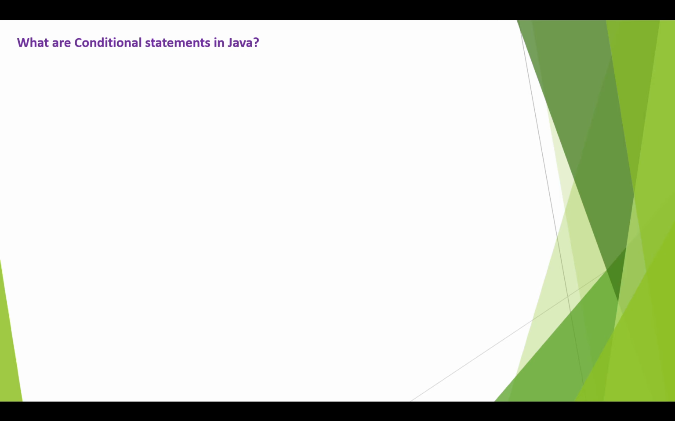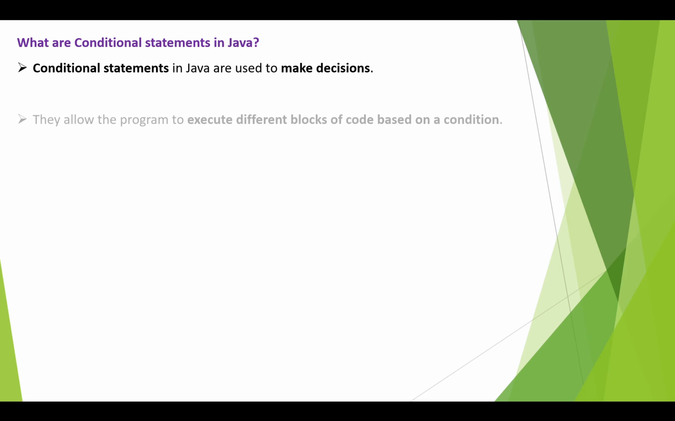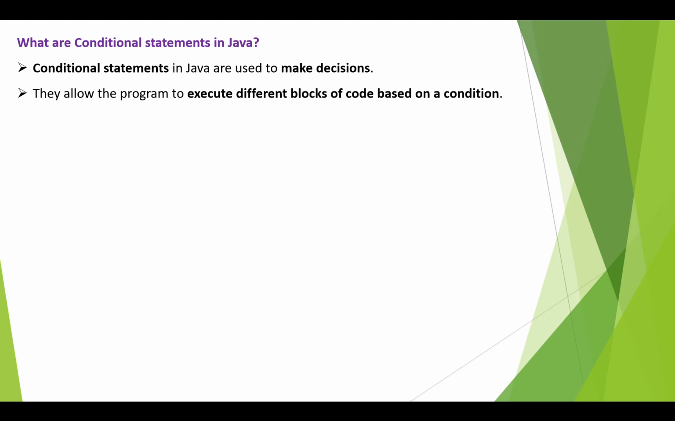So let's understand what conditional statements are first of all. Conditional statements in Java are used to make decisions. They allow the program to decide what to do based on a condition. They also help the program to execute different blocks of code based on a condition. Let's try to understand this concept with some real life examples.